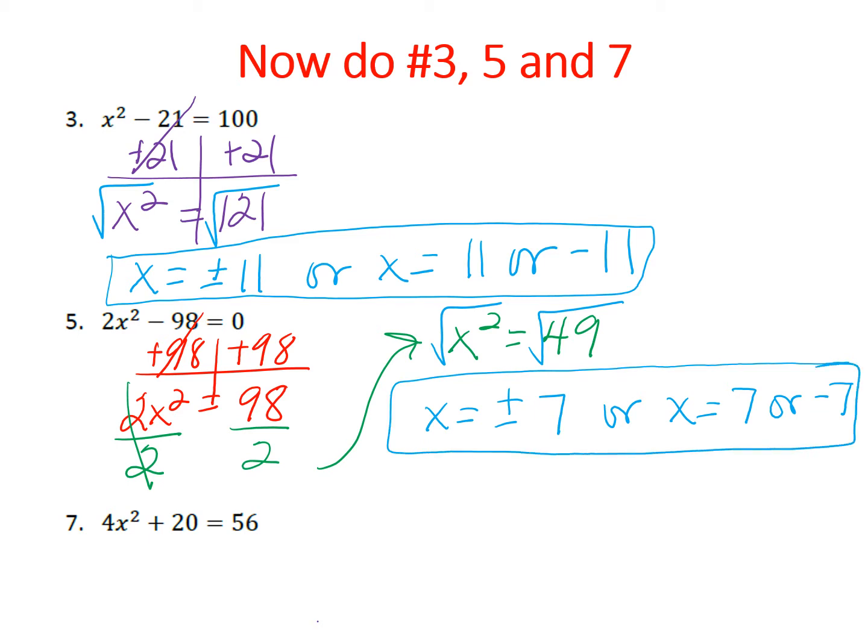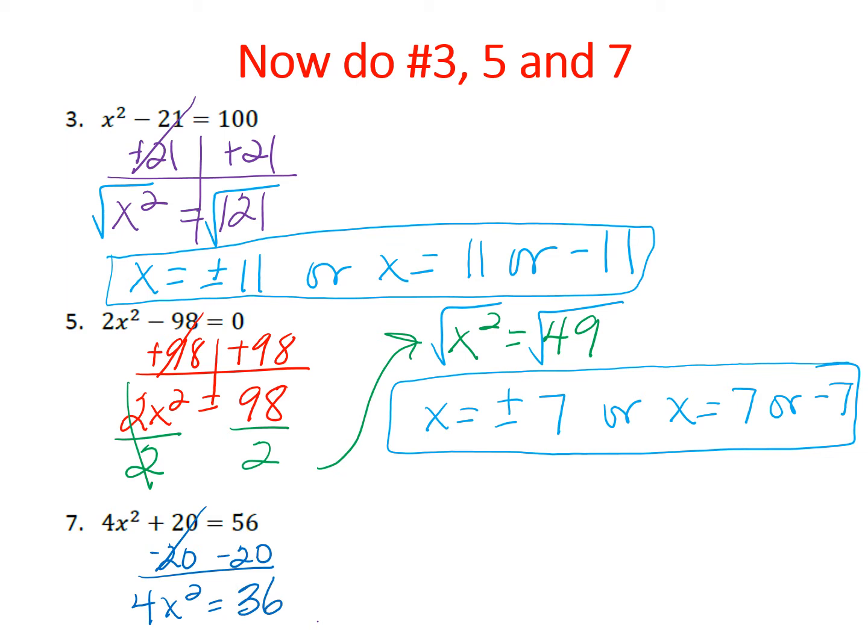And then the last one, we have what's happening to x. It's being squared. We're multiplying by 4, and then we're adding 20. The last thing we said was add 20, so we do the opposite, which is subtract 20. So I get 4x squared equals, I believe that gives me 36.